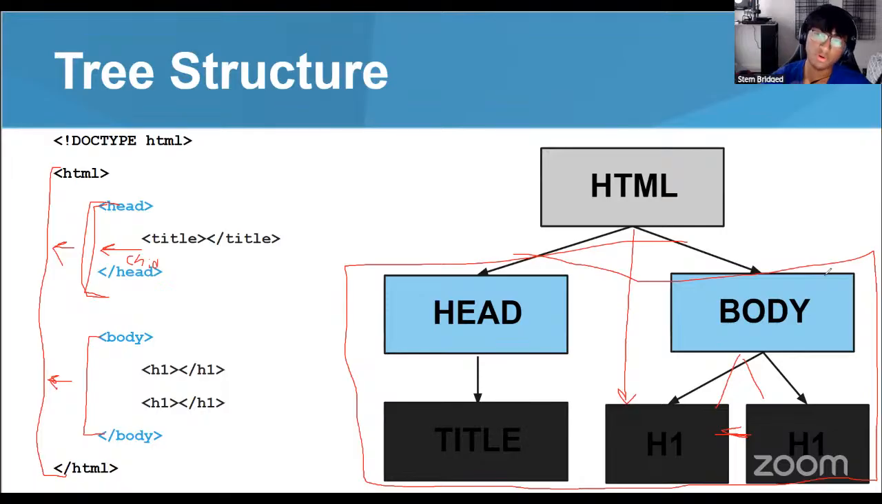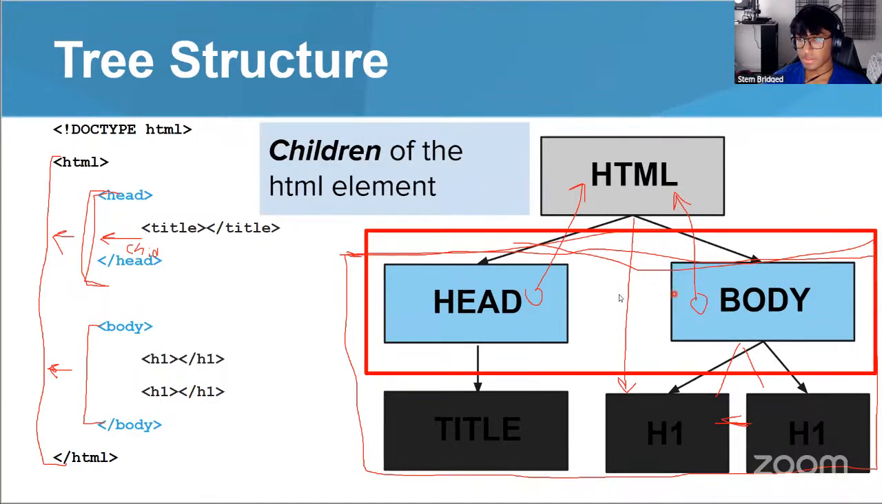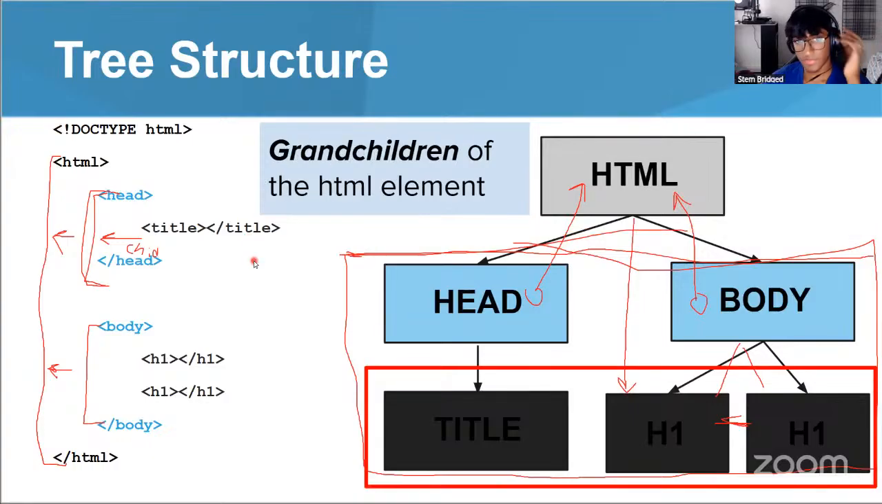But once you get into more and more layers, you can't keep calling them great, great, great, great grandchildren, right? So we just like to call these descendants. So H1 is a descendant of HTML, and all of these are descendants. Even the children of HTML are also its descendants, right? So the head and body are children of HTML, and they're still its descendants. So these are all descendants of HTML, and these are the children of HTML, like we just talked about.